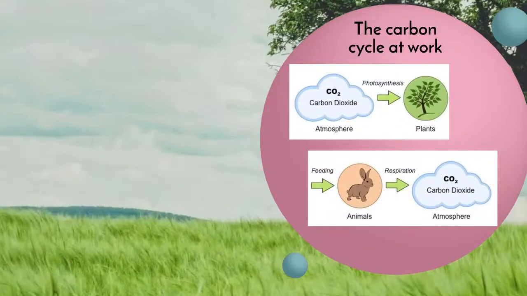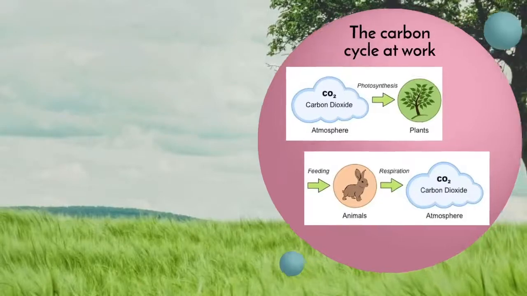Plants, for example, take in carbon dioxide through the process of photosynthesis. This is an example of a carbon sink. Animals and humans produce carbon dioxide through the process of respiration or breathing. You remember, we breathe in oxygen and release carbon dioxide. This is an example of a carbon source.